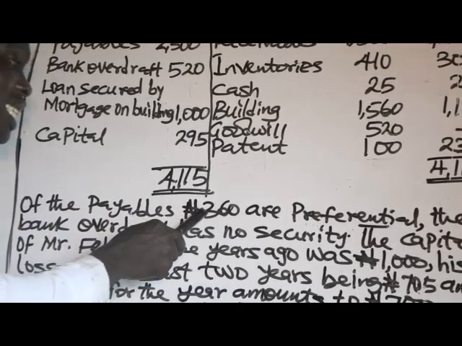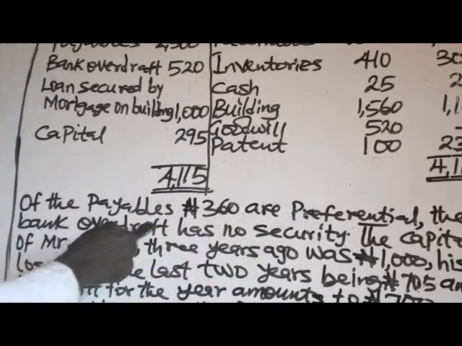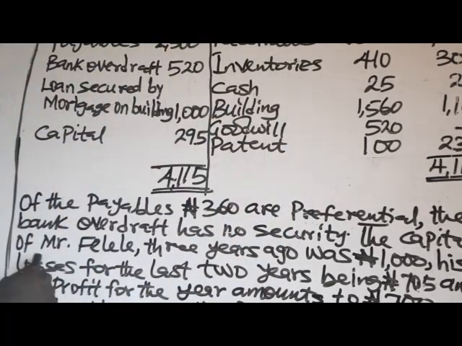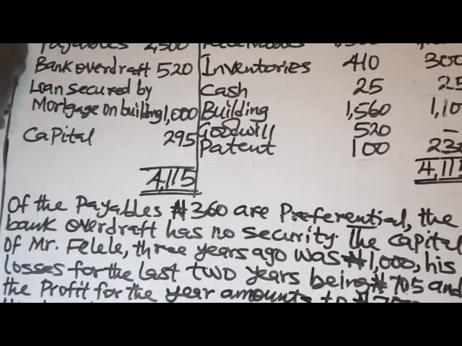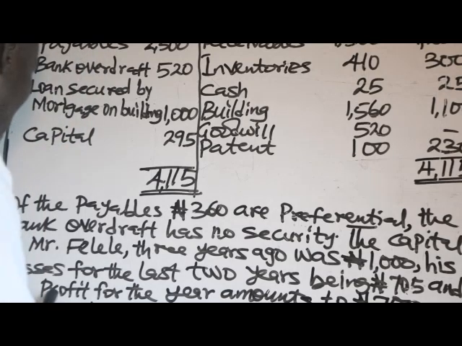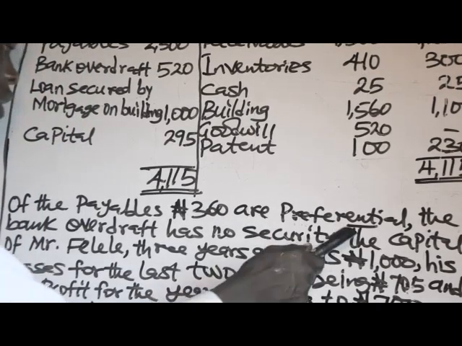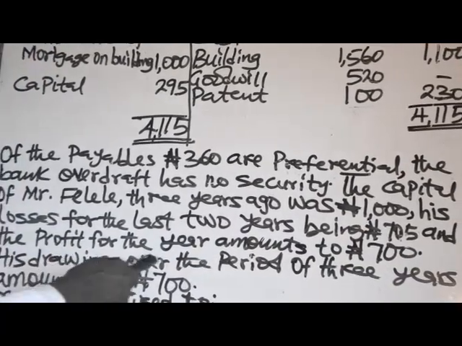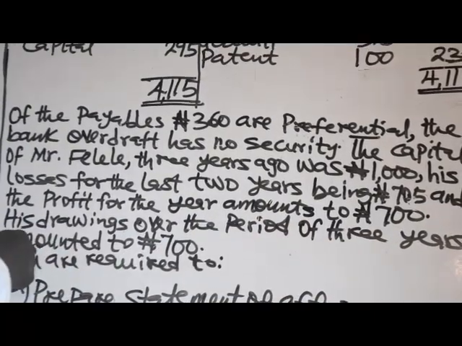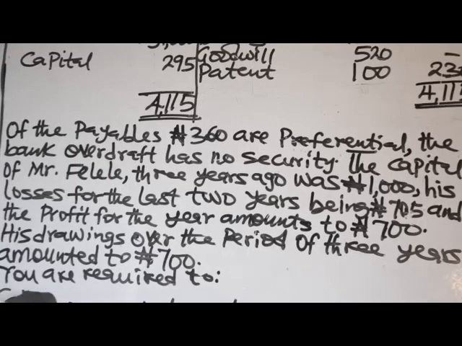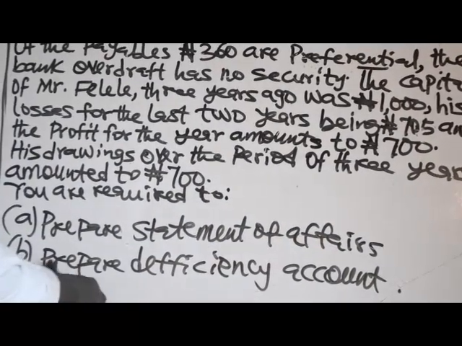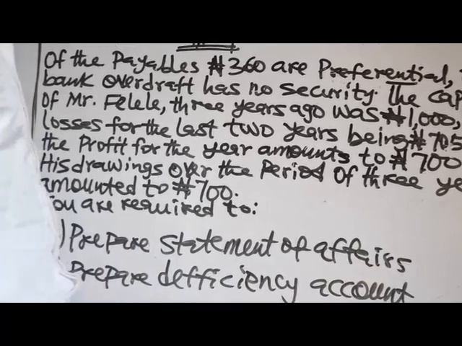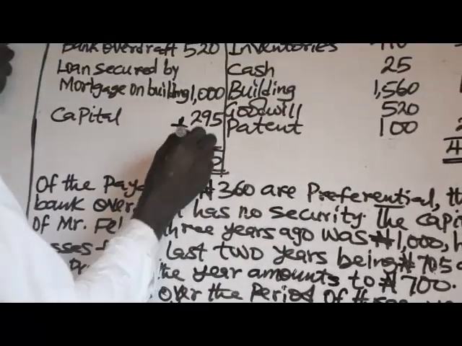Of the payables, 360 are preferential. The bank overdraft has no security. The capital of Mr. Felele 3 years ago was $1,000. His losses for the last 2 years being 705 naira. And the profit for the year amounts to 700 naira. His drawings over the period of 3 years amounted to 700 naira. You are required to A. Prepare statement of affairs. B. Prepare deficiency account.